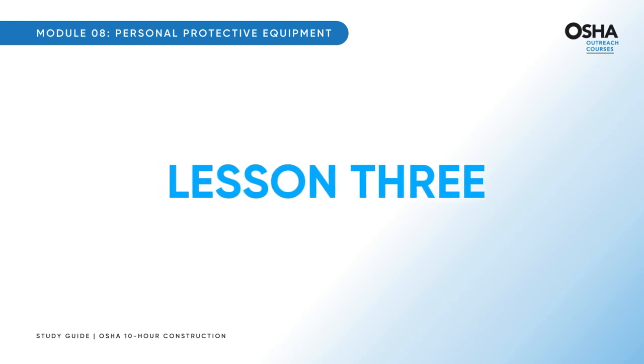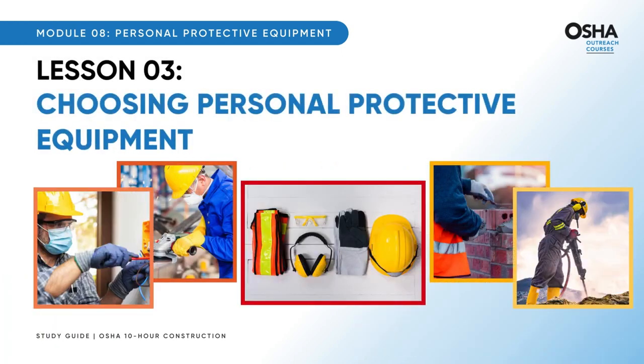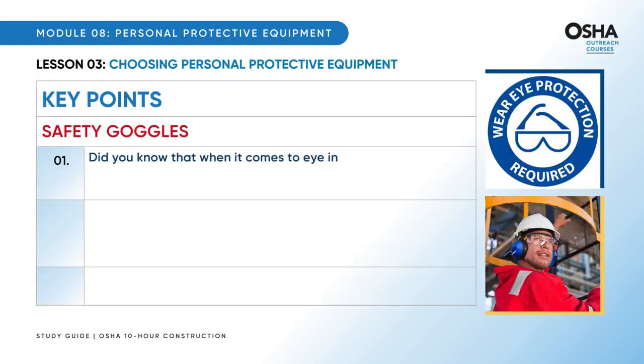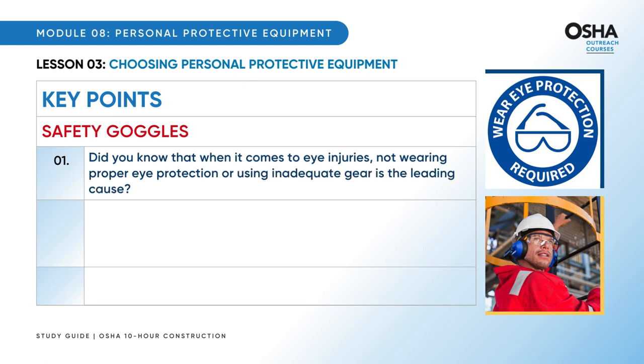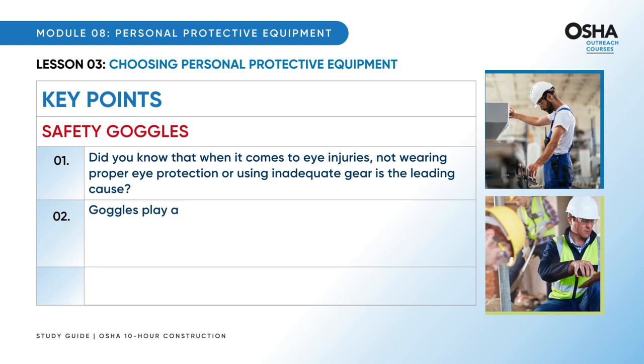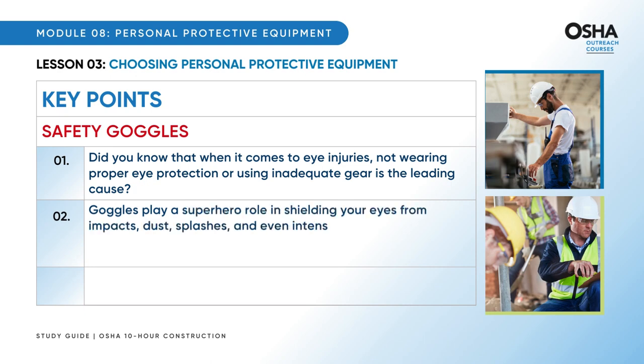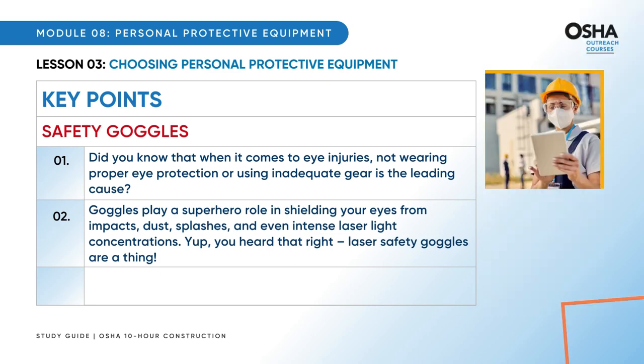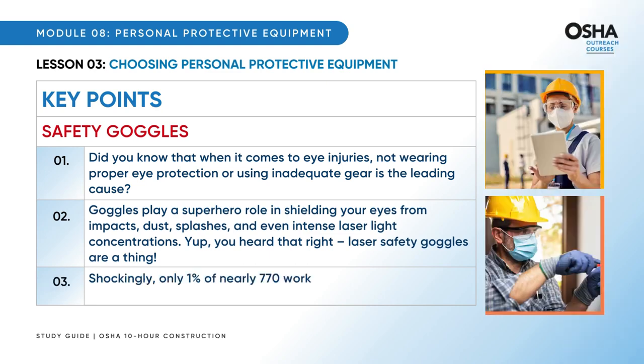Now we are moving to today's final lesson about choosing personal protective equipment. Did you know that when it comes to eye injuries, not wearing proper eye protection or using inadequate gear is the leading cause? Goggles play a superhero role in shielding your eyes from impacts, dust, splashes, and even intense laser light concentrations. Yup, you heard that right, laser safety goggles are a thing. Shockingly, only 1% of nearly 770 workers who suffered facial injuries were using face protection at the time.